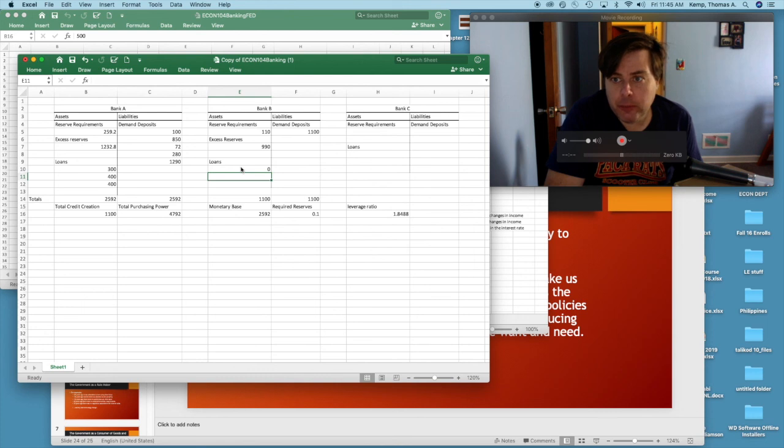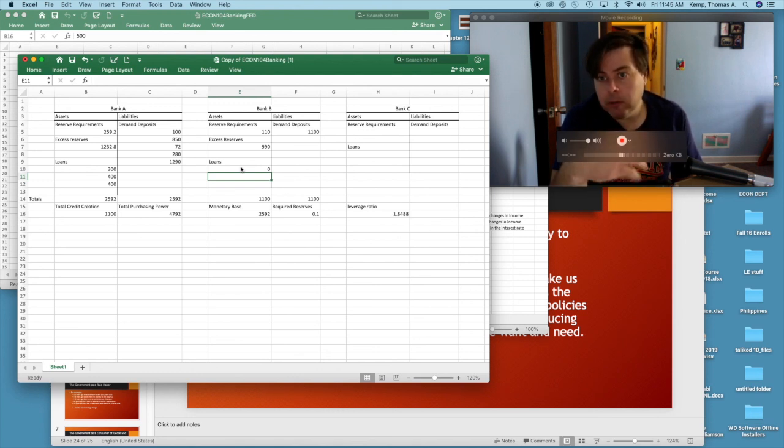Every time a loan is made, purchasing power and credit is created from effectively nowhere. And it works in reverse too. Anytime a loan is repaid, purchasing power and credit is effectively destroyed. Okay, so if all these loans are repaid, right, across the board, then the total purchasing power is going to collapse right back to whatever the monetary base is, right? So loans and credit creation are simply a leveraging on top of the existing monetary base.